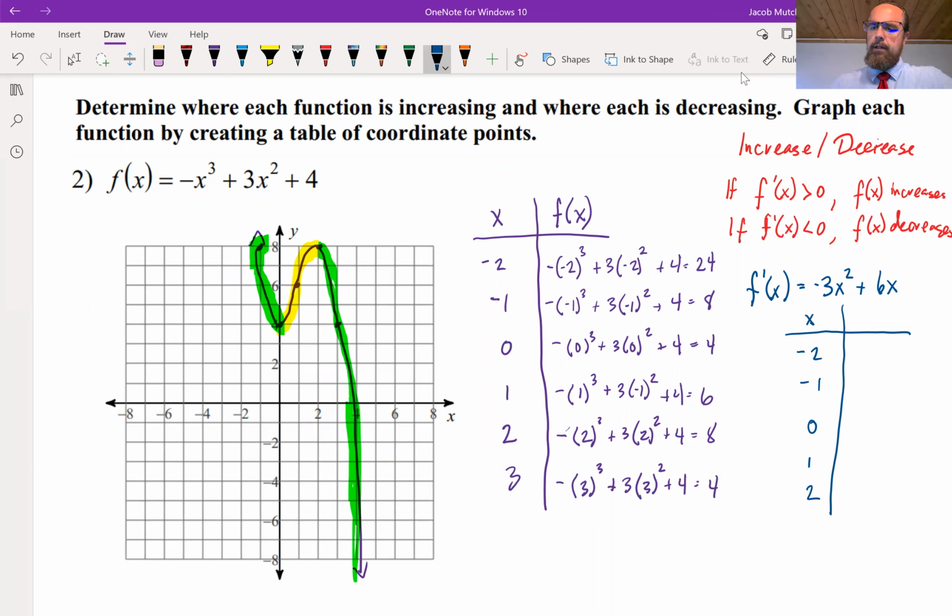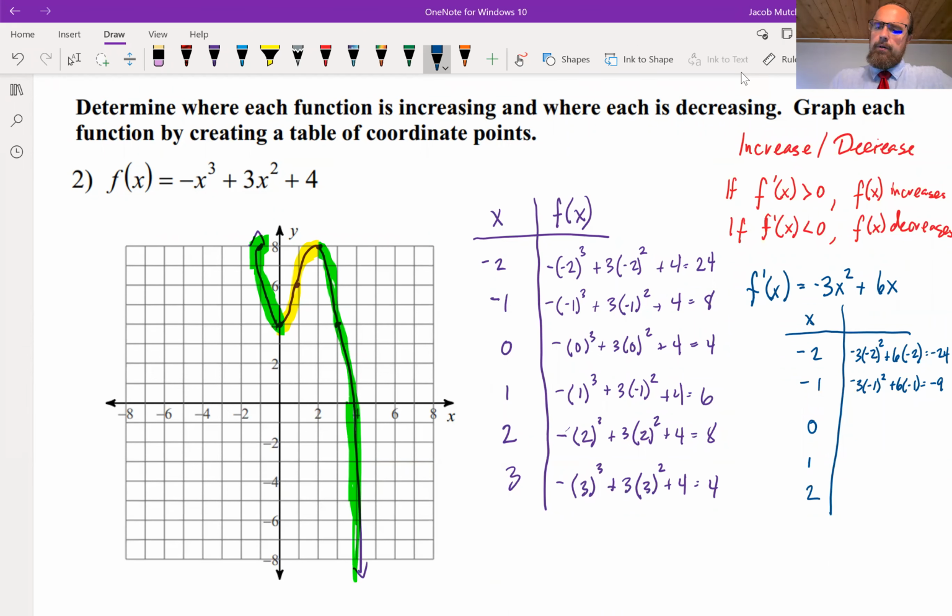So again, I just want to calculate. It's going to be negative 3 times negative 2 squared. So that has the value of negative 12, plus 6 times negative 2. And that's going to be negative 12 as well. So it has the value of negative 24. Not really graphable, but we got it in our table. Negative 3, we'll plug in negative 1. So that's a value of negative 3 plus 6 times negative 1. That's negative 3 plus negative 6, that's negative 9.